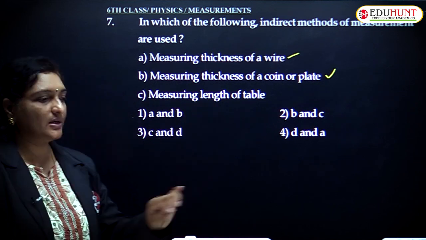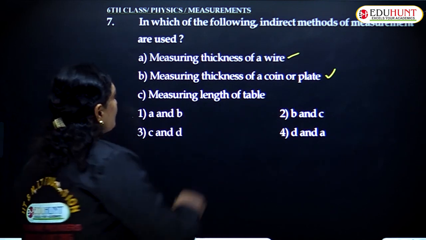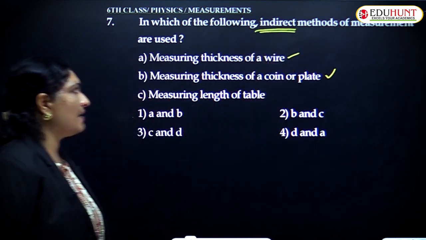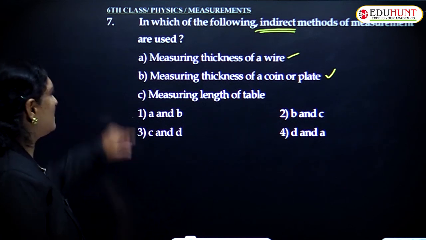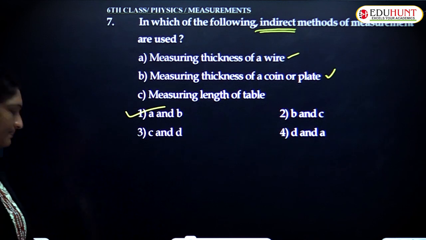But the length of the table you can measure directly with the help of a scale or tape. So, these two require the indirect method, whereas this one requires the direct method. Hence, which of the following indirect methods of measurement is used? Both A and B. Hence, your correct answer is the first option.